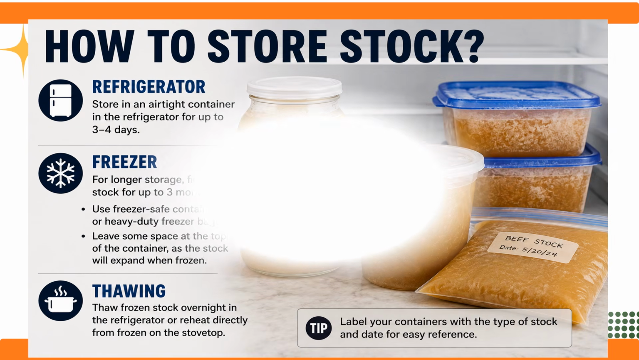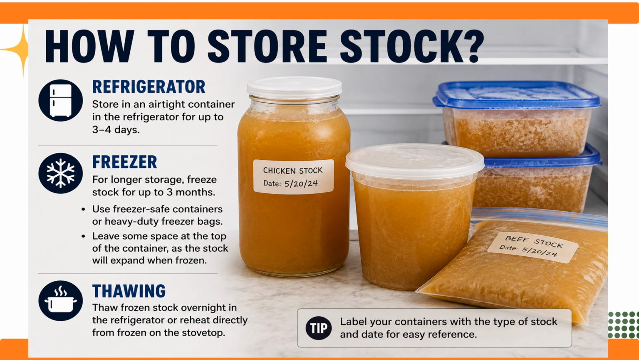How to store stock. Label your containers with type of stock and date for easy reference. Refrigeration. Store in an airtight container in the refrigerator for up to 3 to 4 days. Freezing. For longer storage, freeze stock up to 3 months. Use freezer-safe containers or heavy-duty freezer bags. Leave some space at the top of the container, as the stock will expand when frozen. When thawing, thaw frozen stock overnight in the refrigerator or reheat directly from frozen on the stovetop.